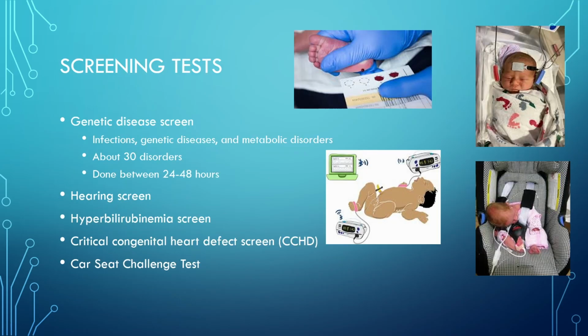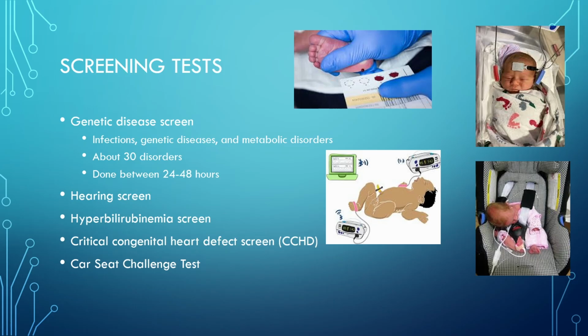Different tests that we do on our baby. So we have 5 different tests listed on here. The genetic disease screen, or you might have heard this referred to as the newborn screen or the PKU screen. This is a blood test where we get some blood from the heel.